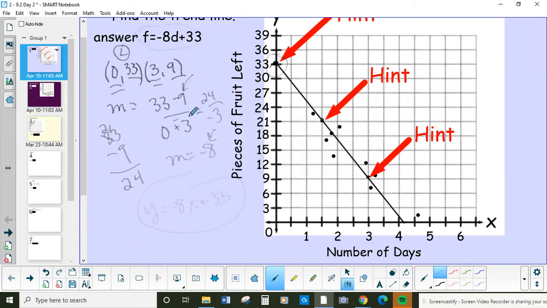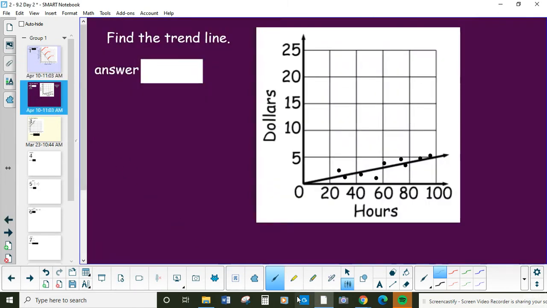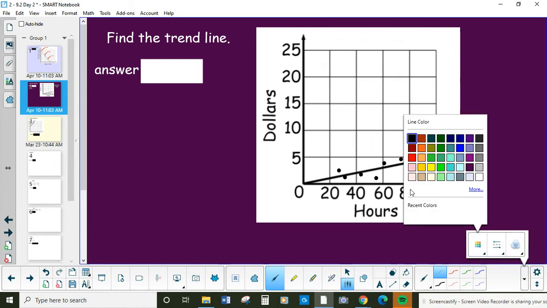All right, let's go ahead and continue with our new material. We are writing equations for trend lines. You guys remember another name for trend line? Line of best fit, correct? So let me go ahead and switch my color here.